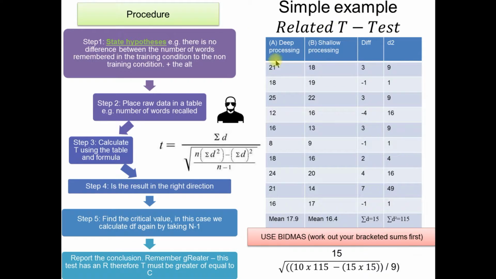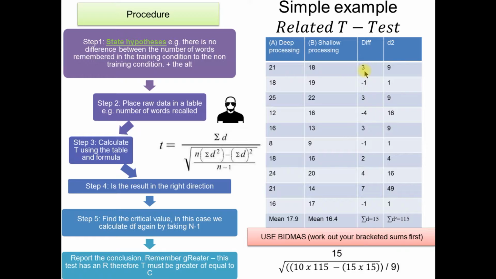They're related, the samples from the same participant. Actually, what is flawed by this study is we should have a control condition. And normally you would, but this will do for now. So the first thing we do is work out the difference, and the sign doesn't matter. So the first one, 21 minus 18 gives us 3, 18 minus 19 gives us minus 1, and so forth. Once we've calculated the difference, what we then do is square it.